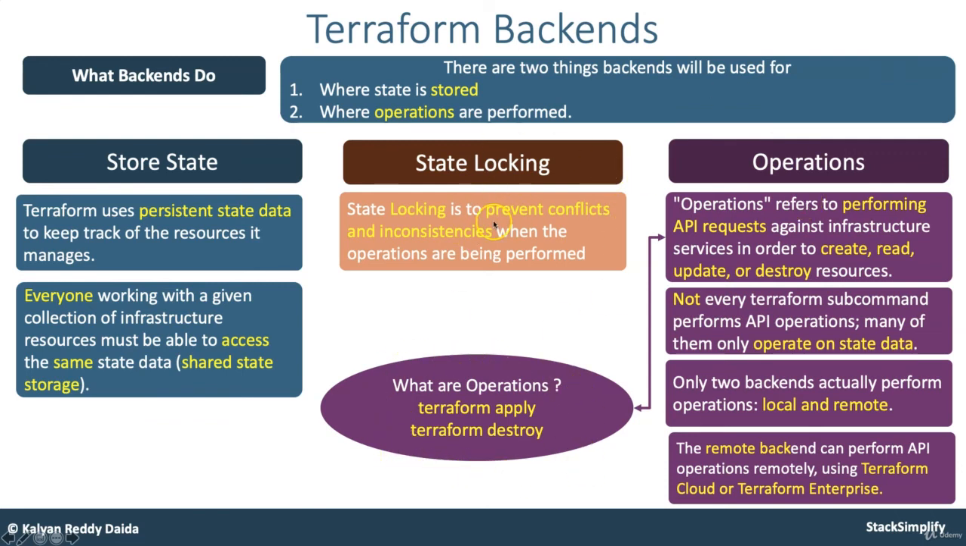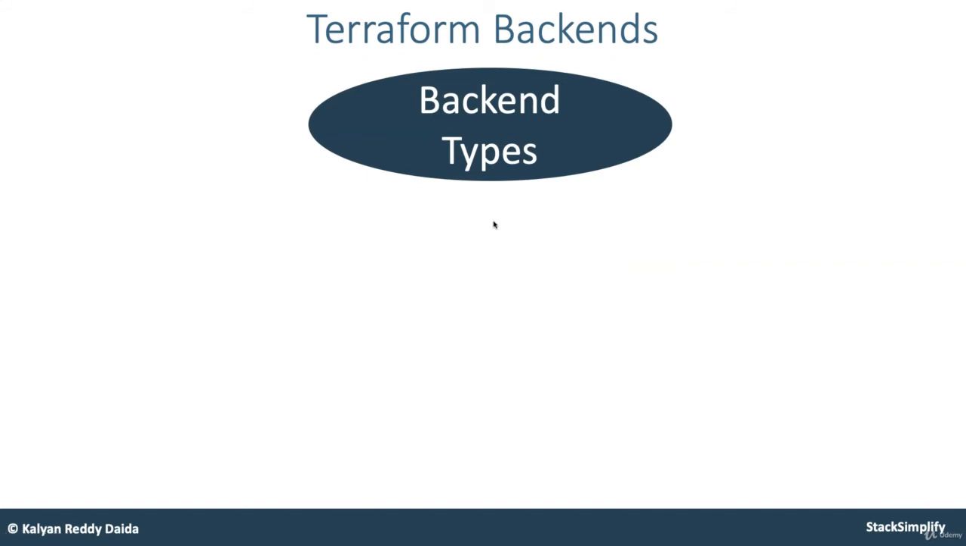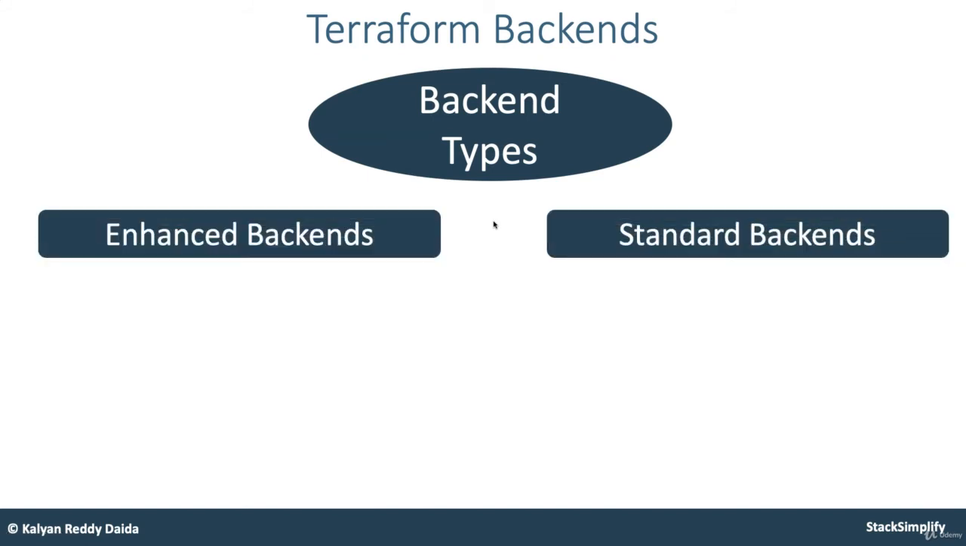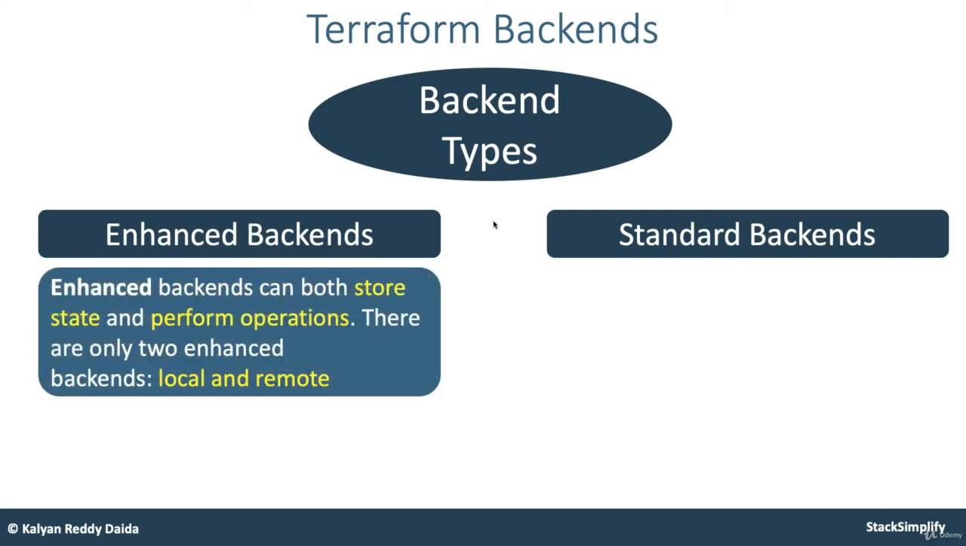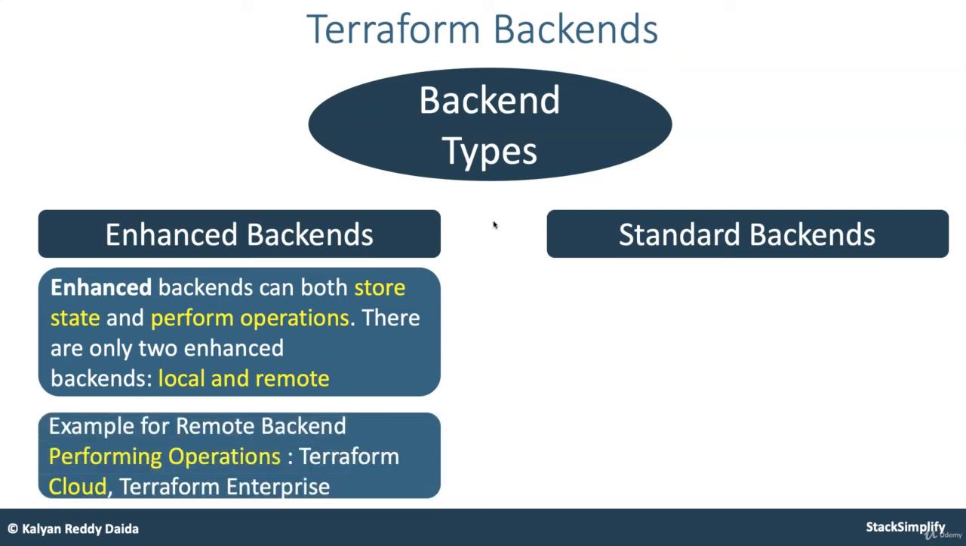That's what this means. In the next slide, we are going to see about the backend types: enhanced backends and standard backends. Enhanced backends can both store state and perform operations. There are only two enhanced backends, one is local and then remote. Local is nothing but your local desktop where the terraform.tfstate file is with you, and there you will be able to run Terraform apply and Terraform destroy. And in the remote backends, the ones which can perform operations are Terraform Cloud and Terraform Enterprise only. So those are called enhanced backends.